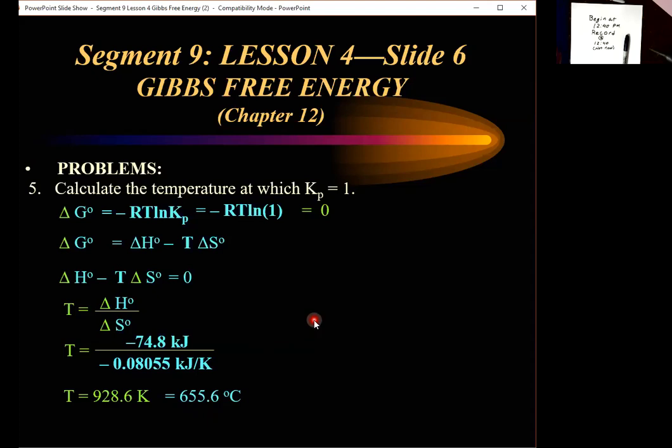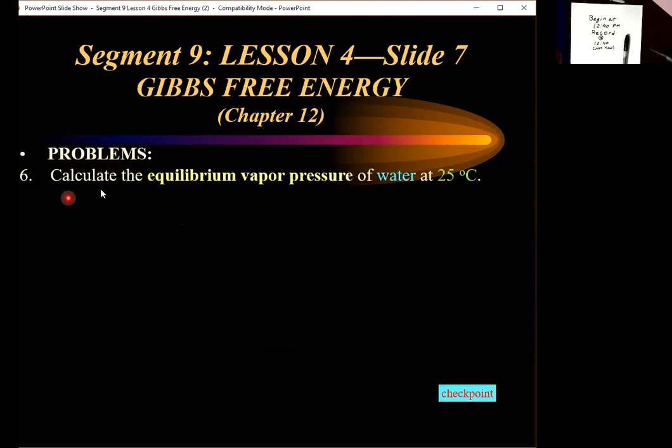That would be 655.6 degrees Celsius. So that's the temperature at which this equilibrium constant equals 1. It's sort of the break-even point. You're going to get essentially 50% reaction toward products. Okay. Now, calculate the equilibrium vapor pressure of water at 25 degrees.